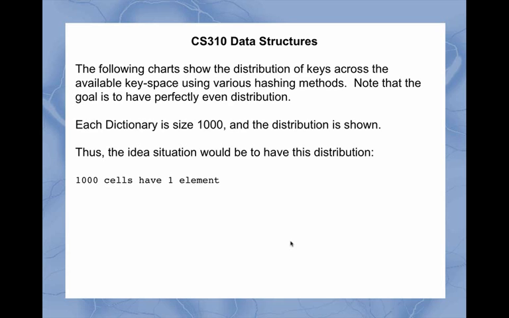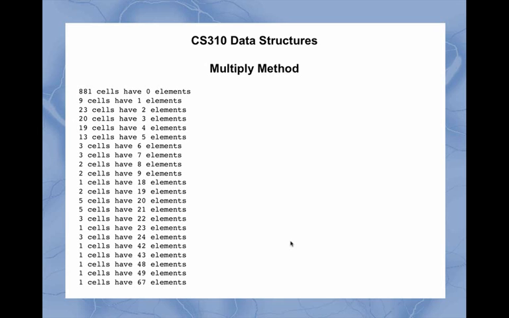Here's the multiply method, and it turns out that only 12% of the cells have any elements in them. Here we have 880 or 88% of this table is essentially empty. But this is not as bad as it seems.